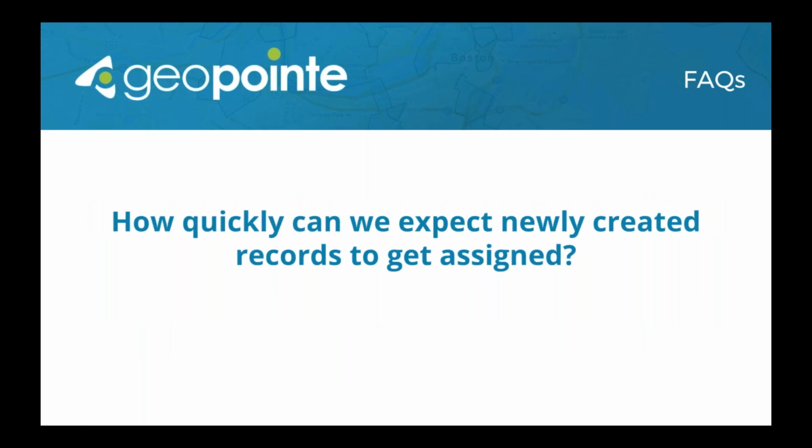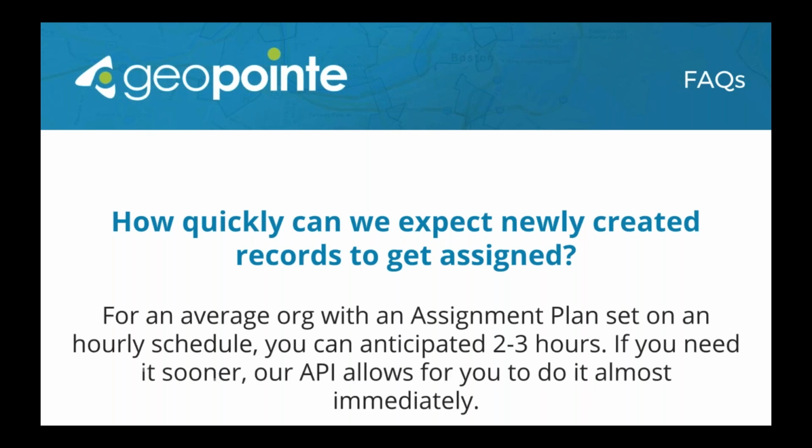How quickly can we expect newly created records to get assigned? This one is going to partially depend on your setup, how many map objects you have, but in general, we're looking at about 2 to 3 hours. So first it needs to get geocoded. And that process usually happens within the hour. That one might take a little bit longer dependent on how many map objects you have. Once it has geocode information, then the assignment plan should pick it up the next hour on its hourly run.